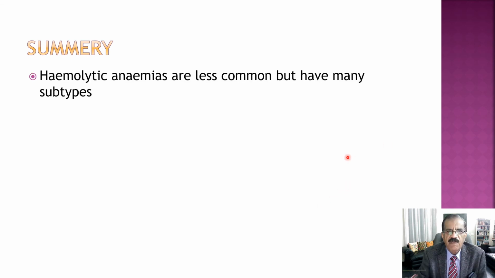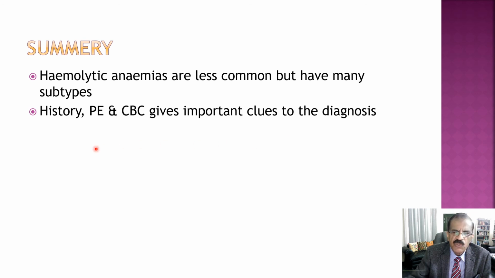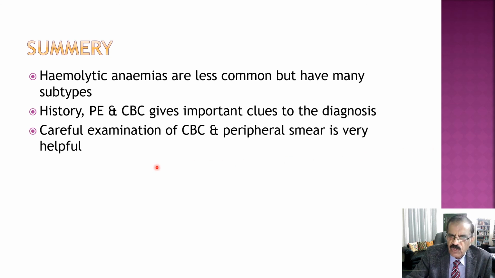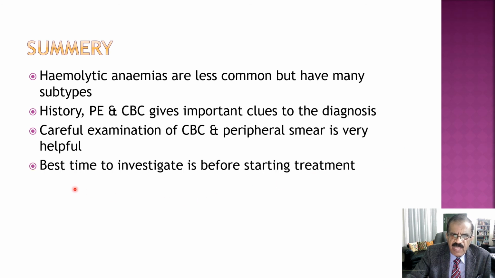Now the summary of hemolytic anemias. Hemolytic anemias are less common but have many subtypes. As I just described, history, physical examination, CBC gives important clues to the diagnosis, but most of these patients would require further tests. Careful examination of CBC and peripheral smear is very, very helpful. Best time to investigate is before you start treating these patients, because only then you will get the clear picture. Once you start treating, then the picture is mixed.